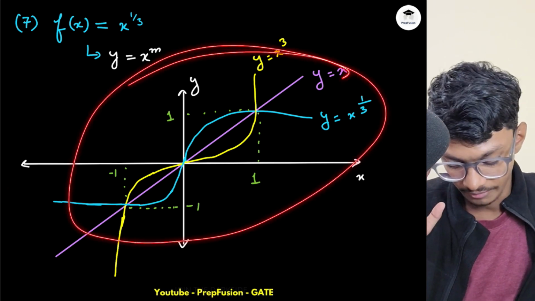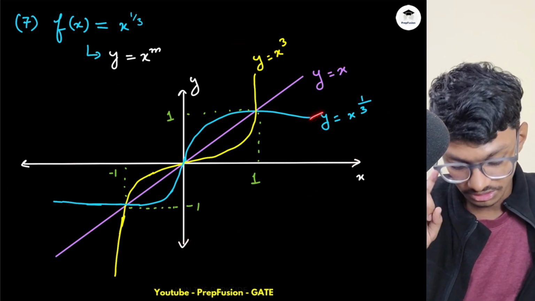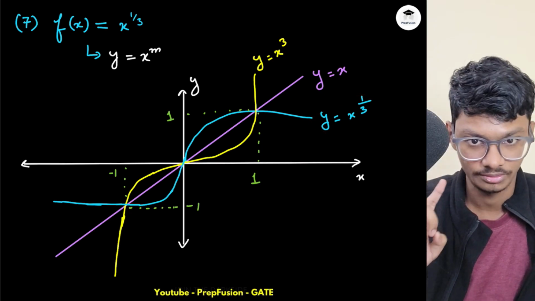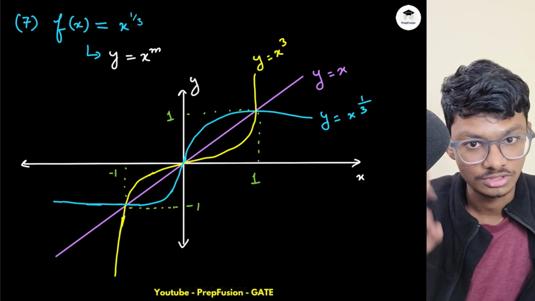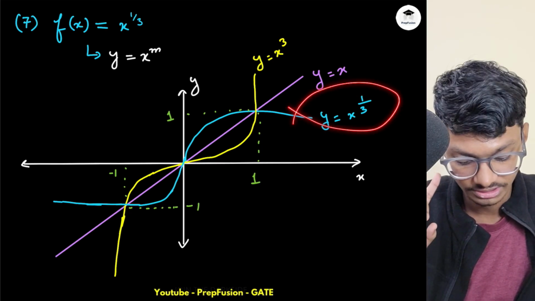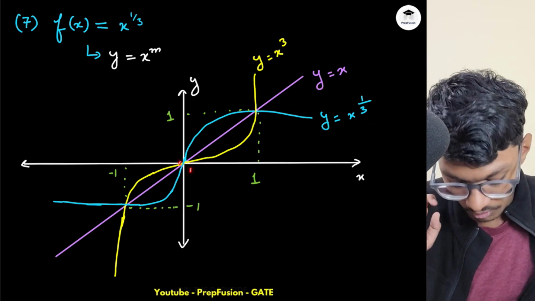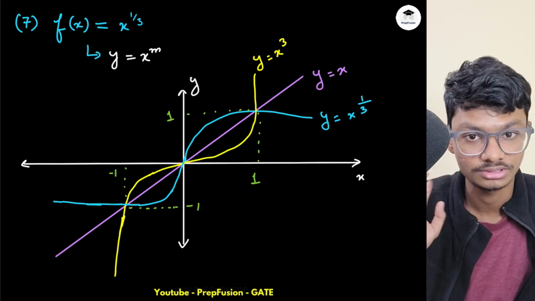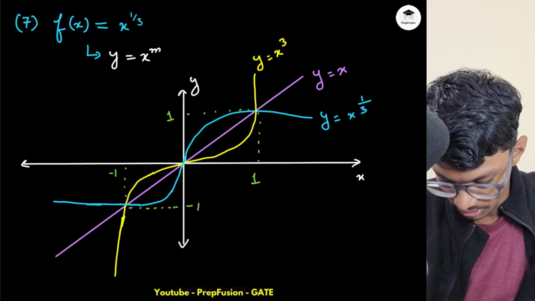So I was just trying to explain the symmetry. This y equals x raised to power 1 by 3 can take in negative values. Square root cannot take in negative values, but this can. So what does this become? What type of graph is this? This is an odd graph, right?